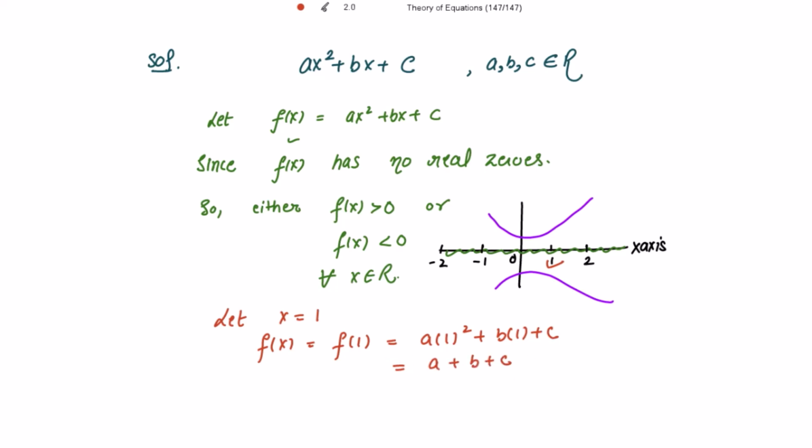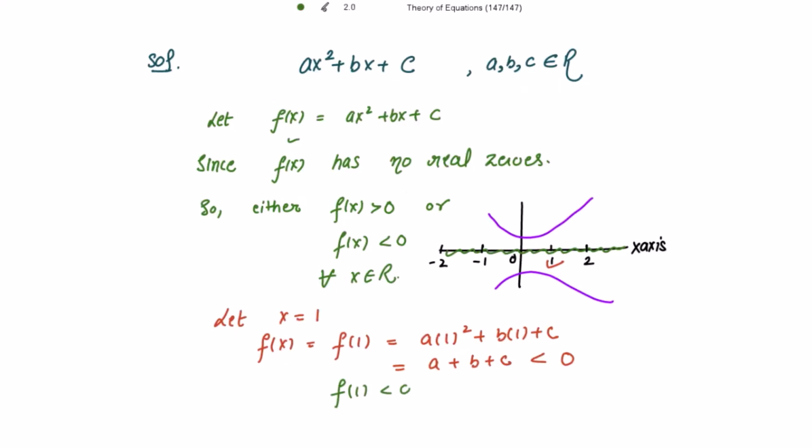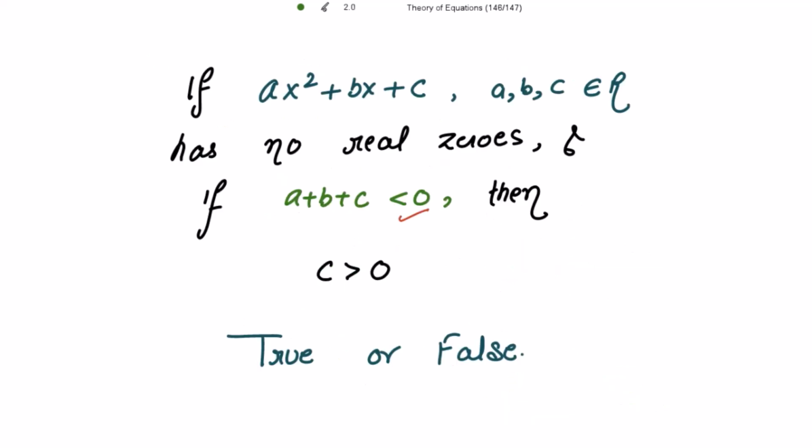And this sum is given to us as negative. That means f(1) is negative, which further implies that f(x) is negative for all x belonging to the real numbers, because either f(x) can be strictly negative or strictly positive for all x belonging to the real numbers. Now if f(x) is negative for every real x, let's take one more real number, 0, because I need to check whether c is positive or not.